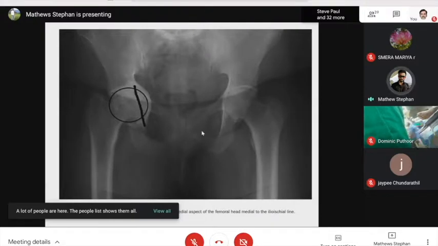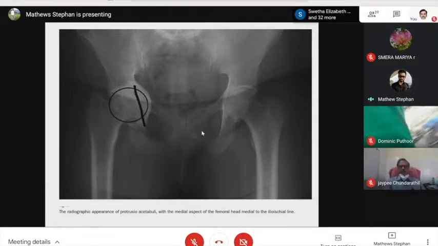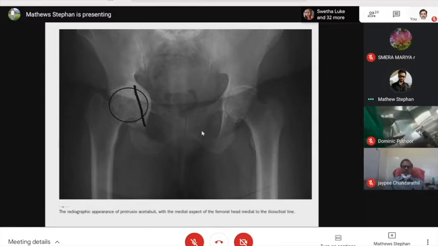So here we can see the radiographic appearance of a protrusio acetabuli, with the medial aspect of the femoral head medial to the ilioischial line. It has crossed the ilioischial line.